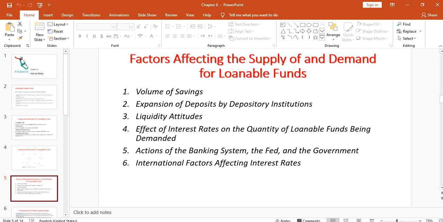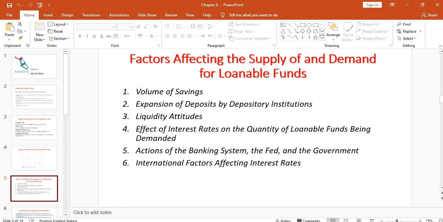Interest rates. Interest rate itself affects the loanable funds volumes. Whenever the interest rate goes up, people prefer to lend their money instead of running their own business or putting their money into another investment. They are just giving the money to borrowers. They prefer that.